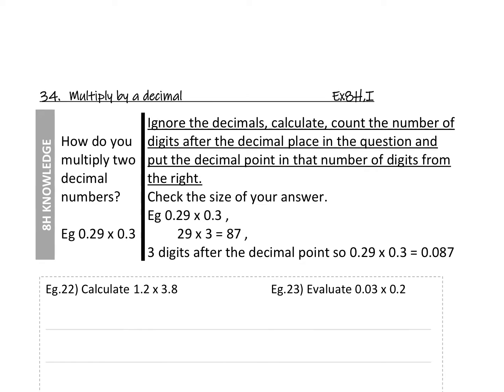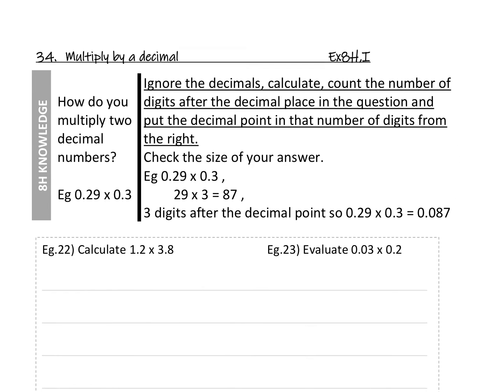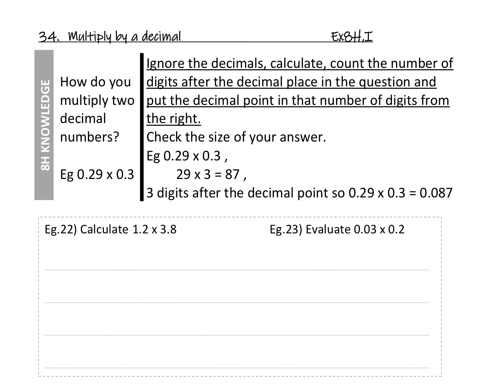So how do you multiply two decimal numbers? That is, how do you multiply by a decimal? There are a few techniques, but we'll go with this one. You can start off by ignoring the decimals. So in this example, 0.29 times 0.3. We ignore the decimals and do 29 times 3, which is 87.